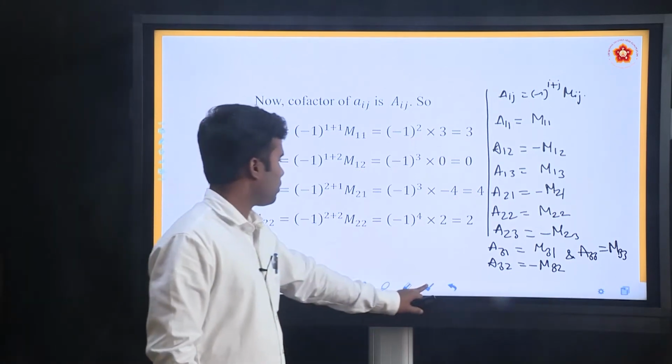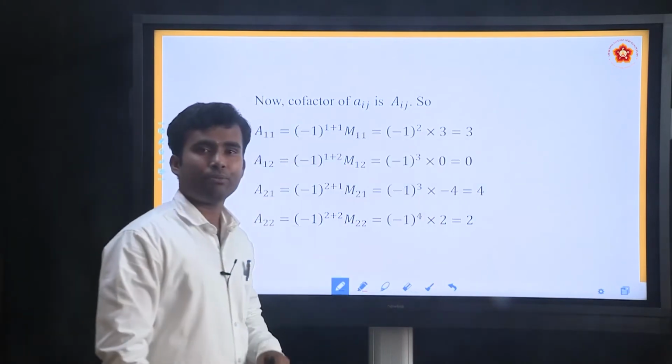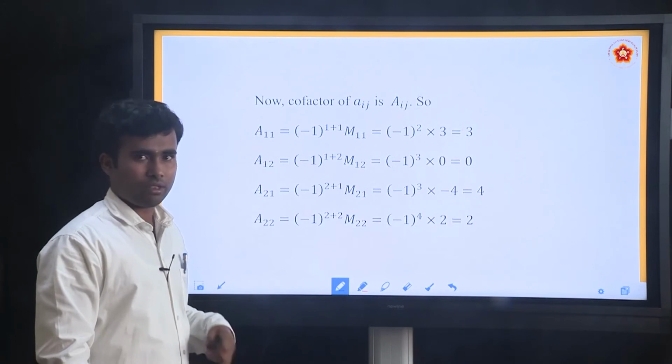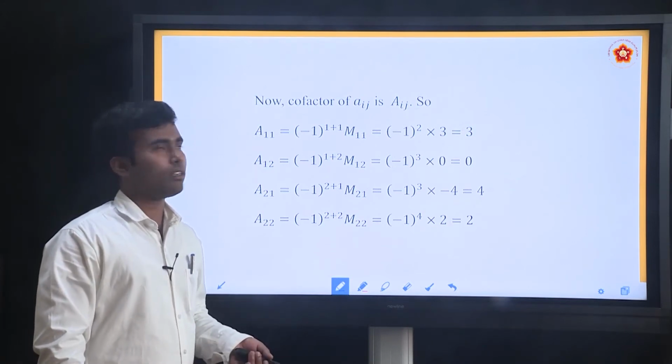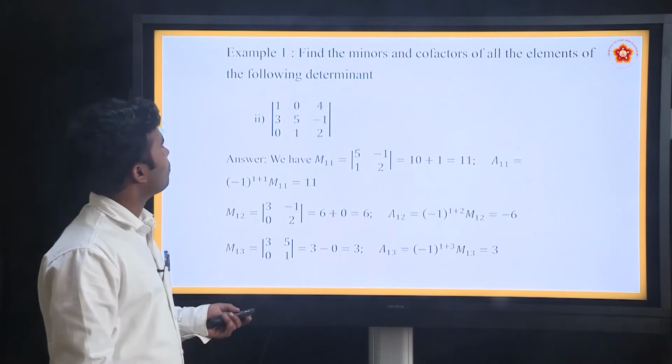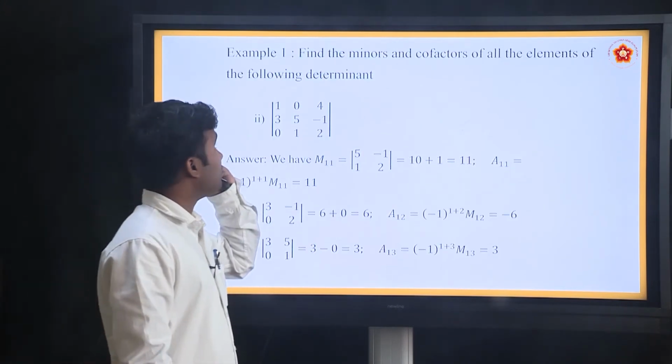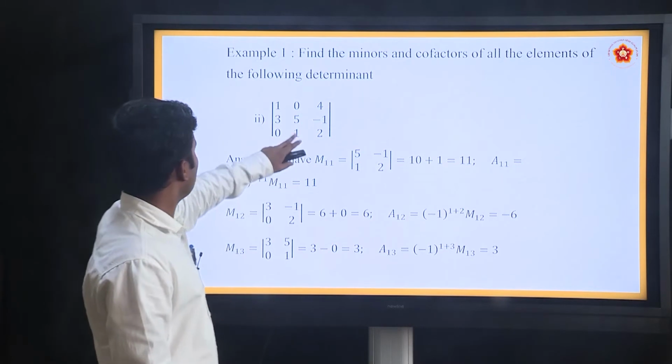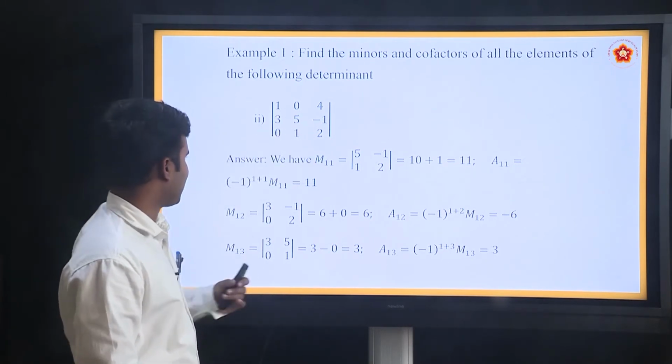So, we will try to find minors and cofactors of a determinant of order 3. Find the minors and cofactors of all elements of a determinant. So, this is the given determinant of order 3.